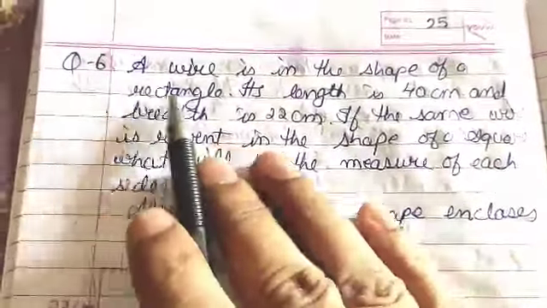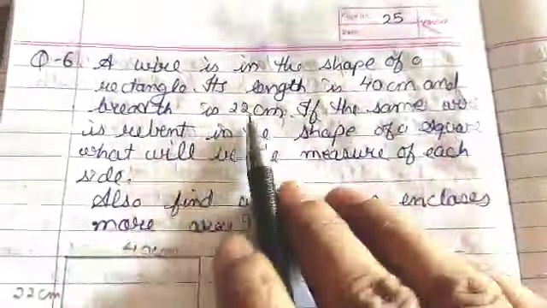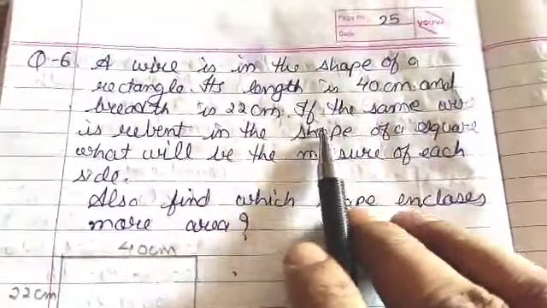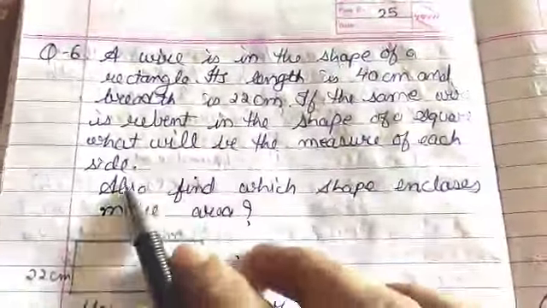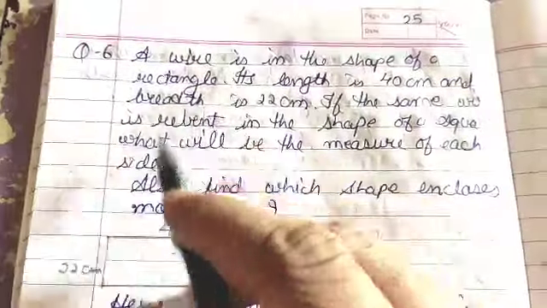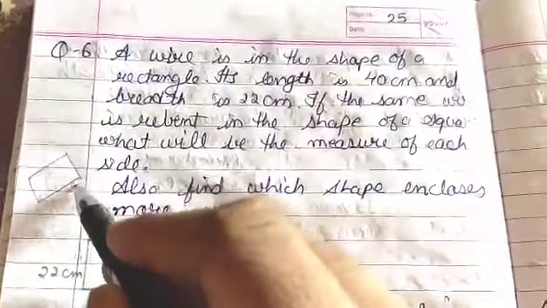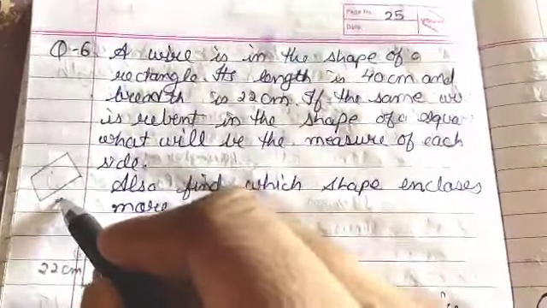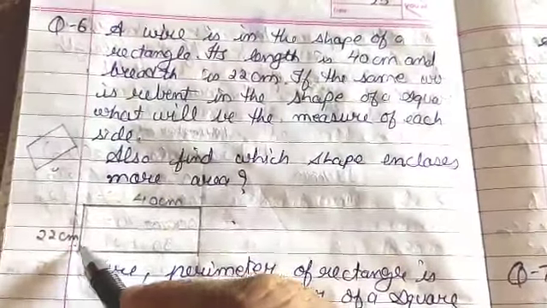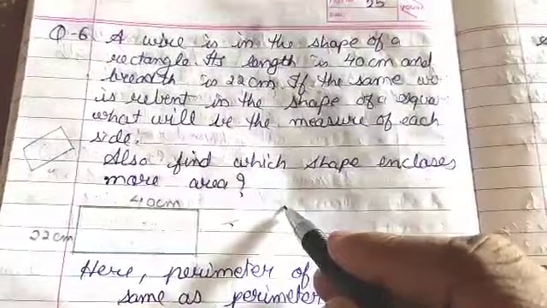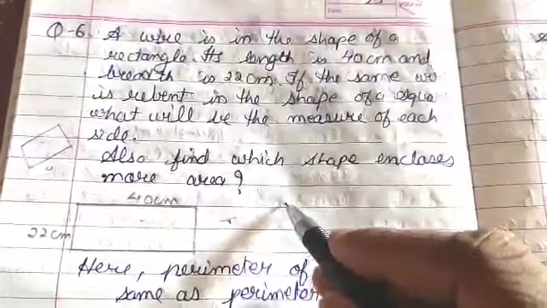Now let us see the next question. A wire is in the shape of a rectangle. Its length is 40 centimeter and breadth is 22 centimeter. If the same wire is rebent in the shape of a square, what will be the measure of each side? Now dear student, here a wire is there which is in the shape of a rectangle, whose length is 40 and breadth is 22. If the same wire is rebent in the shape of a square, what will be the measure of each side?